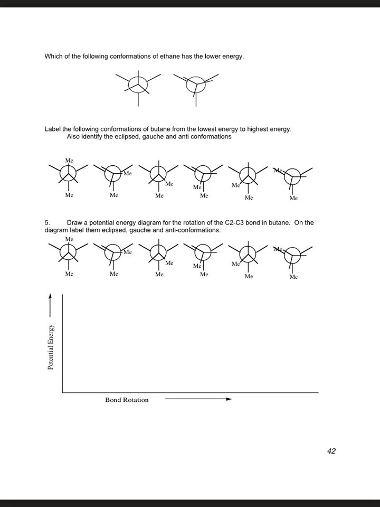So which of the following conformations of ethane has the lower energy? In ethane, remember, we have 3 hydrogens on each carbon, so all of these little sticks out here is a hydrogen. It's not just a little stick, it takes space. So if we draw them all in and think about it, the one on the left has the hydrogens more spread out, so it's going to be a lower energy than the one on the right. Okay.